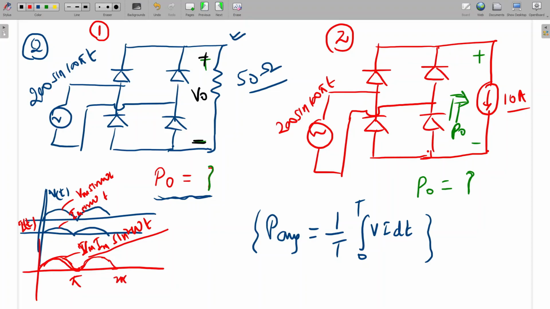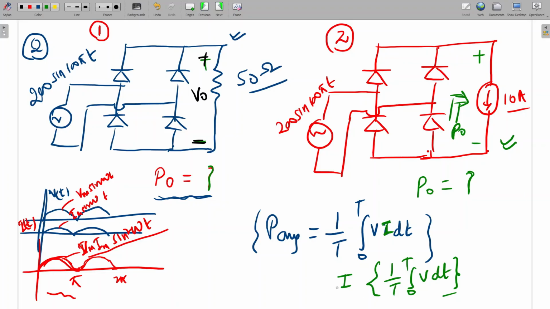If we integrate this value, 1 by T from 0 to pi, then we will get the average power. So where we take the average, let's say this current is constant. In the second case, I am taking the current as constant. So current is constant means this constant value we can take outside. So I am taking it outside: 1 by T, 0 to T, V dt.